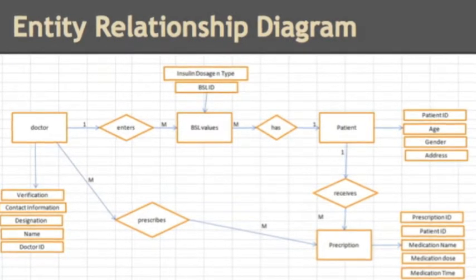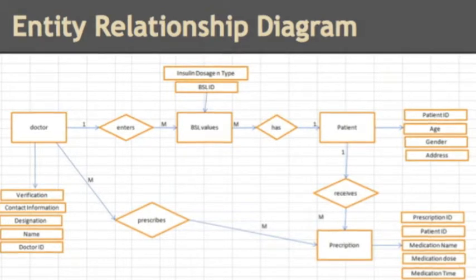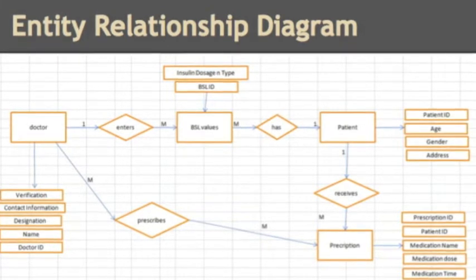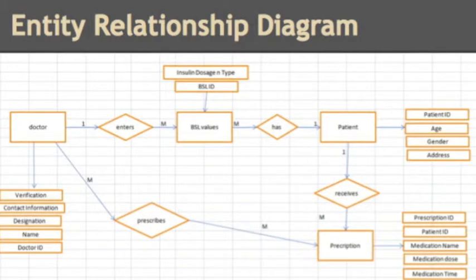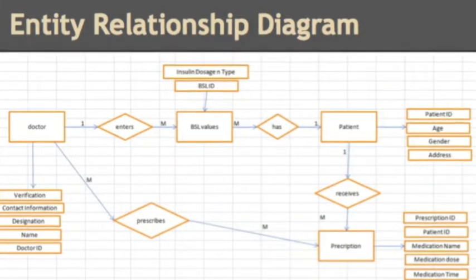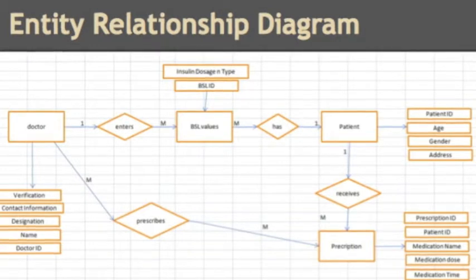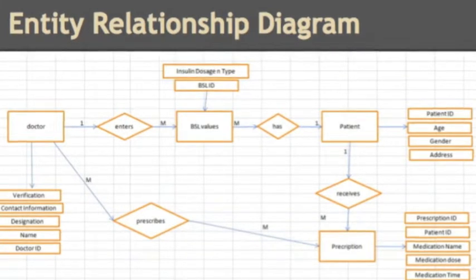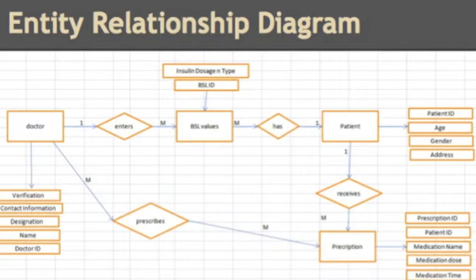Now, the doctor enters BSL values where the relationship is 1 to many. Patient has BSL values where the relationship is 1 to many. Now, the patient receives prescription, and that again is 1 to many. And doctor prescribes prescription, that is a many-to-many relationship.